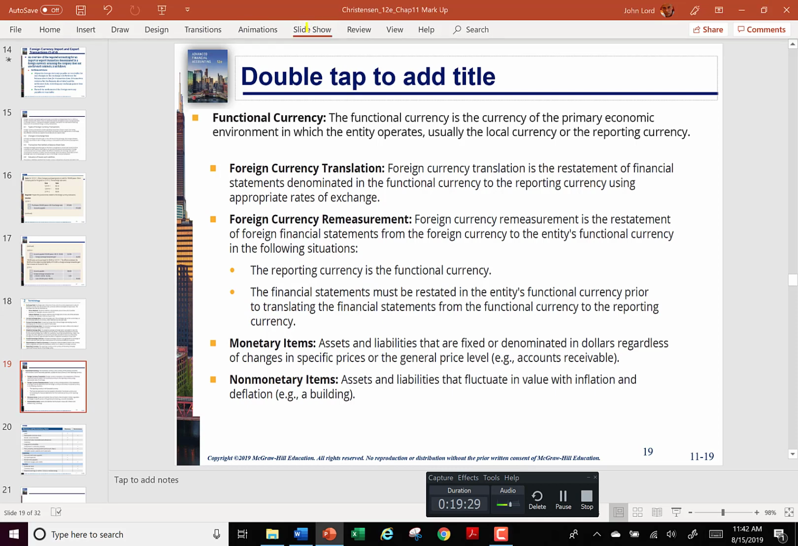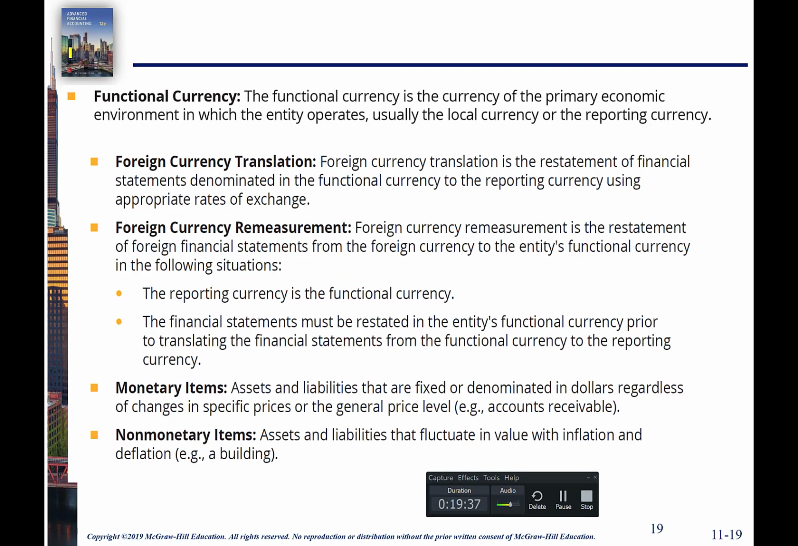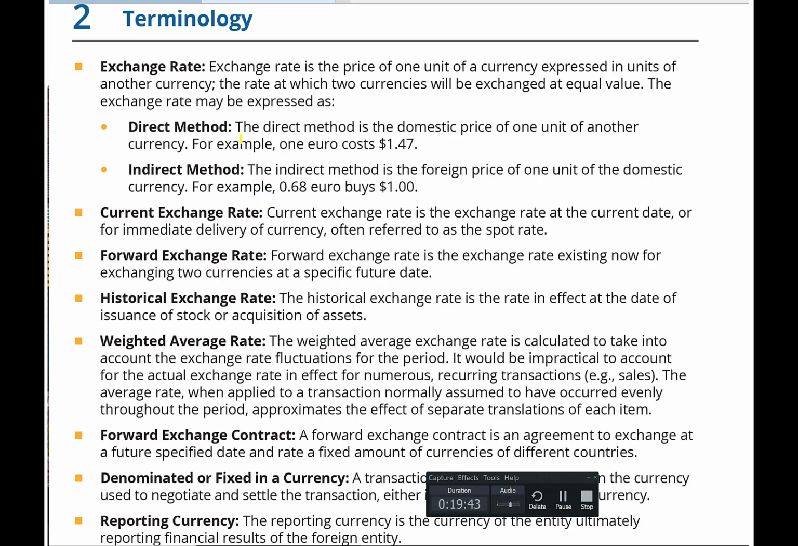Okay, so let's wrap this up now for this chapter 11. And we're also going to talk, by the way, I've been talking about foreign currency, we're also going to talk about segment reporting here in this chapter as well. But let's wrap up at least the foreign currency discussion. So taking a look at some terminology, okay?